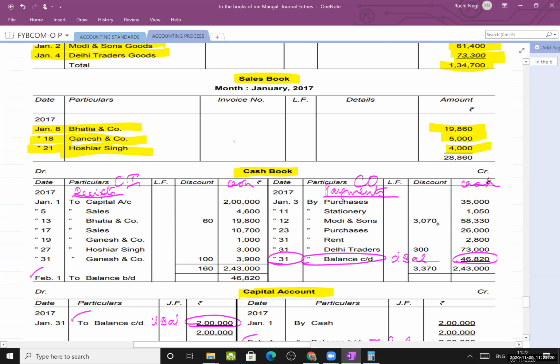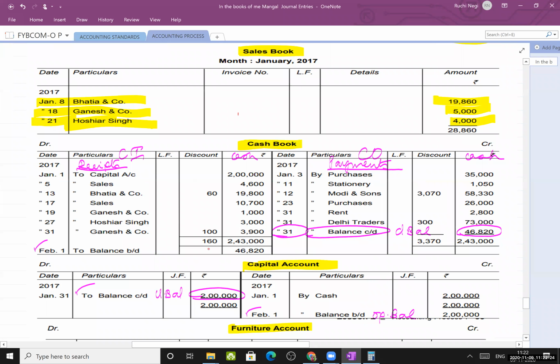Close the cash book, not the ledger. So discount is 160 on the debit side and 3370 on the credit side. Please don't balance this. Please don't write the difference as by balance carry down. Don't do that. When you make the ledger of discount, you have to show the balance there, not in the cash book.